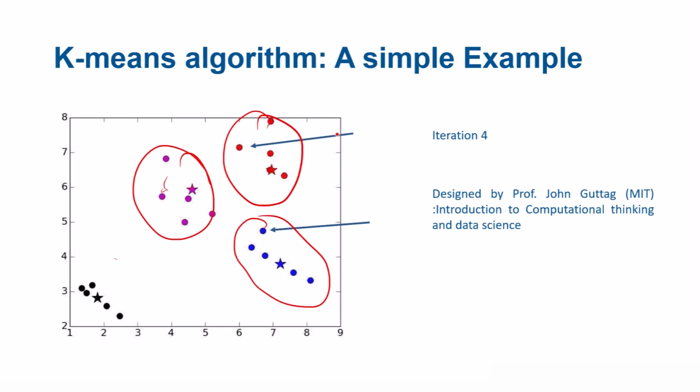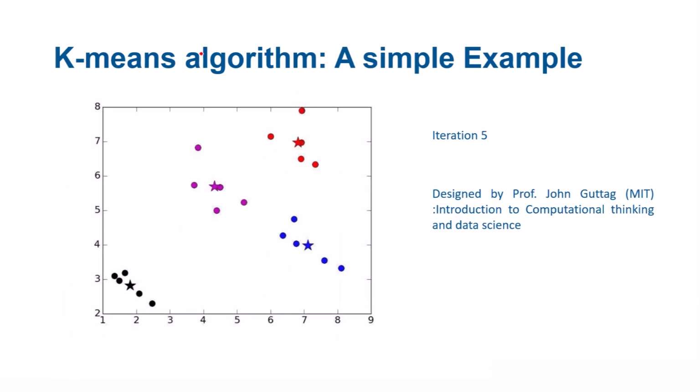Then again, you get the centroid. As you keep on repeating that, there would be a point when the clusters stop changing. That means the centroid would not move, and the members in the current clusters would not change. There will be no switching of members across clusters, and the clusters will stabilize.